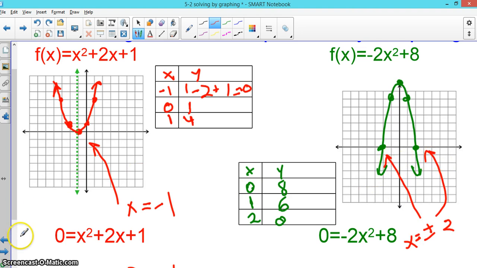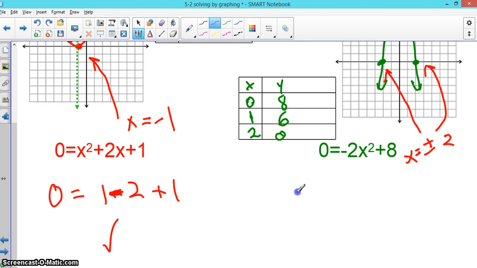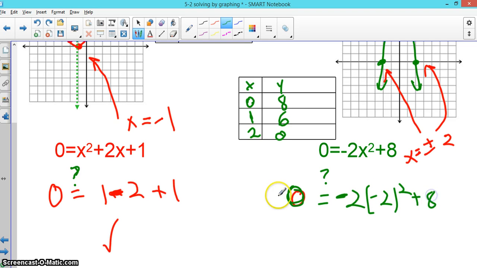+2, -2. Like I said, we already have the +2, so let me change colors. This is supposed to be green. 0 equals, and a lot of times I'll put a question mark here when I'm checking. So does 0 equal -2 times -2 squared plus 8? So this is +4 times -2. It's -2 times +4 is -8 plus 8. Sure does, checks out. So that is how you solve a quadratic equation with graphing.